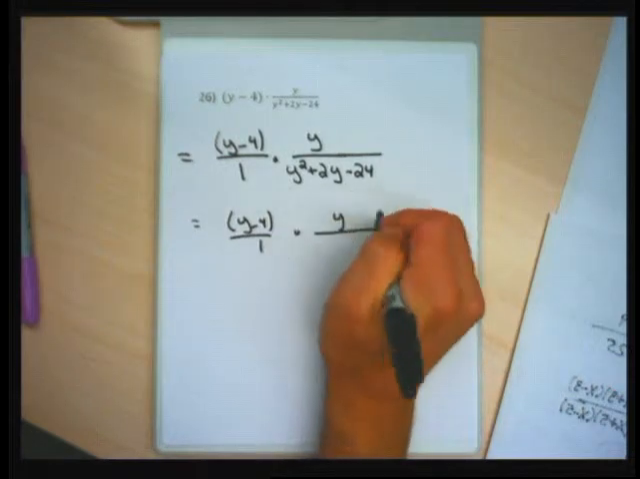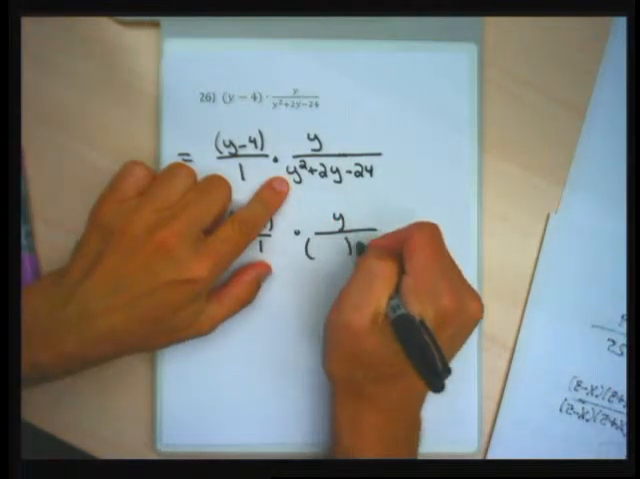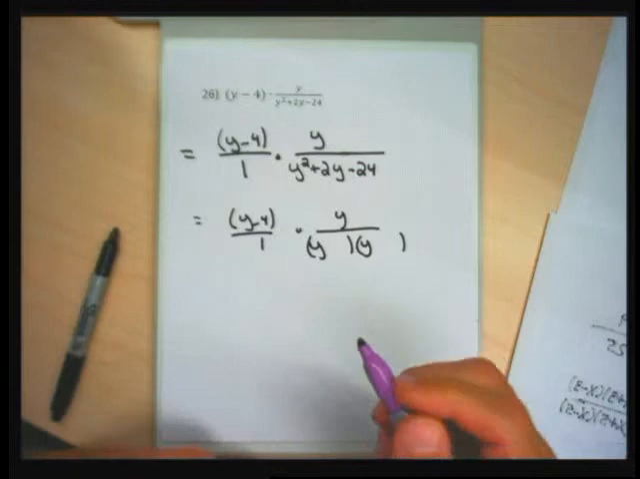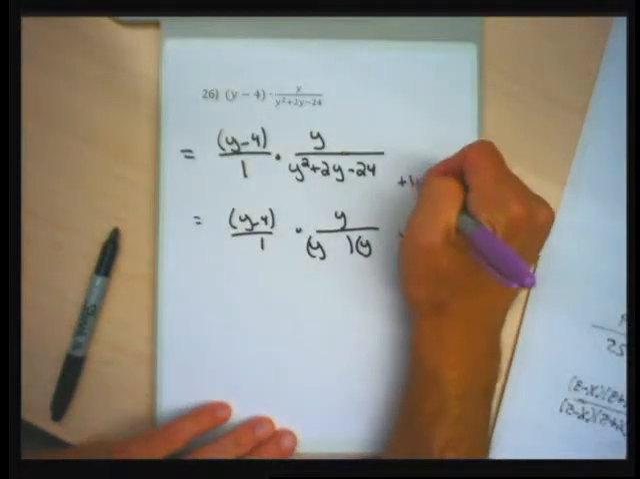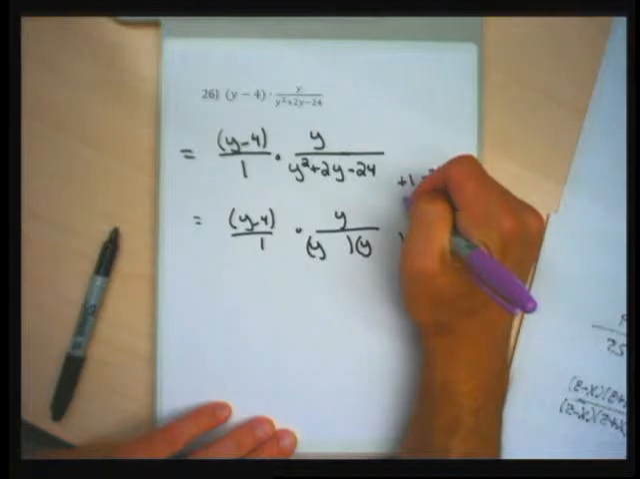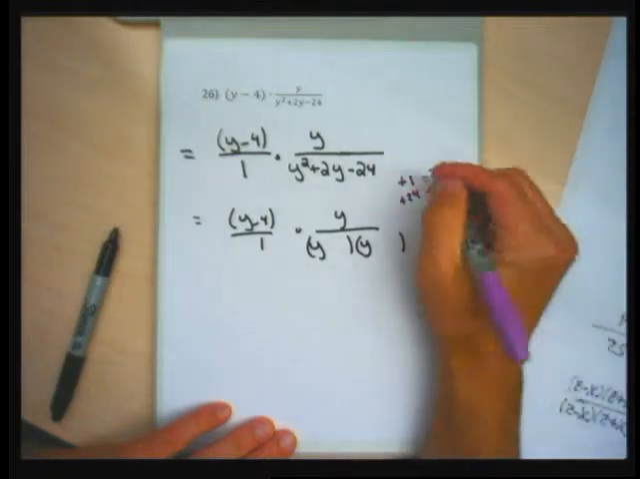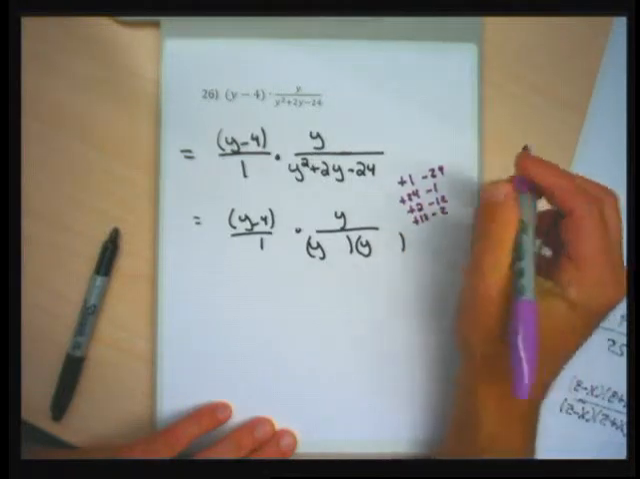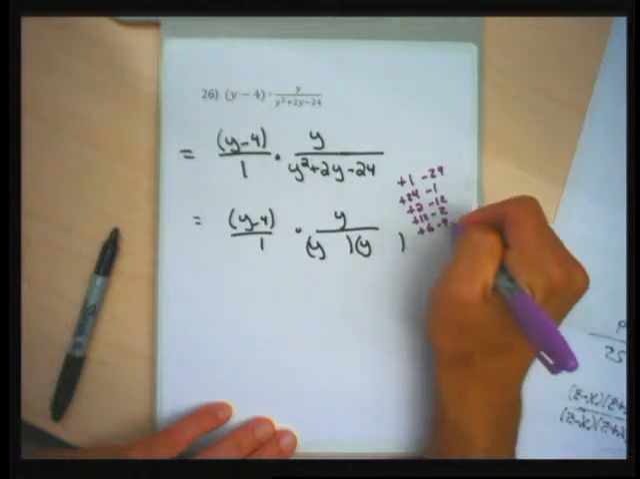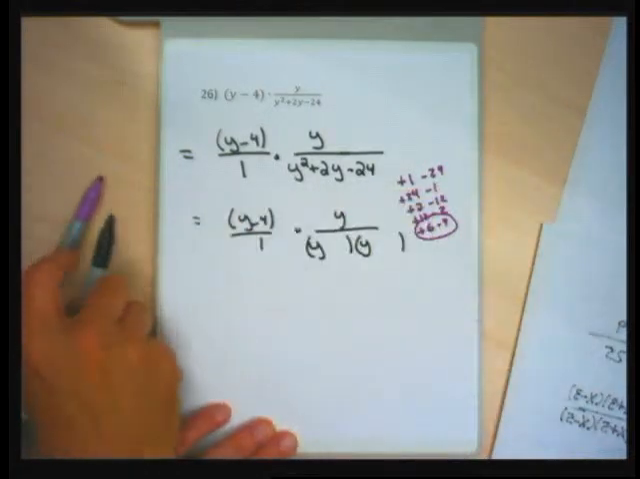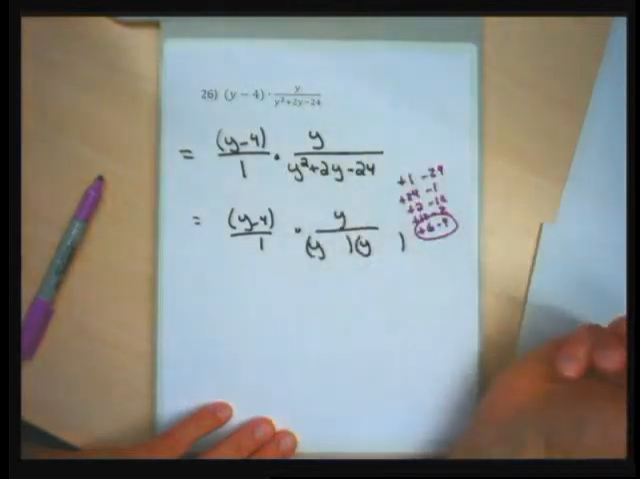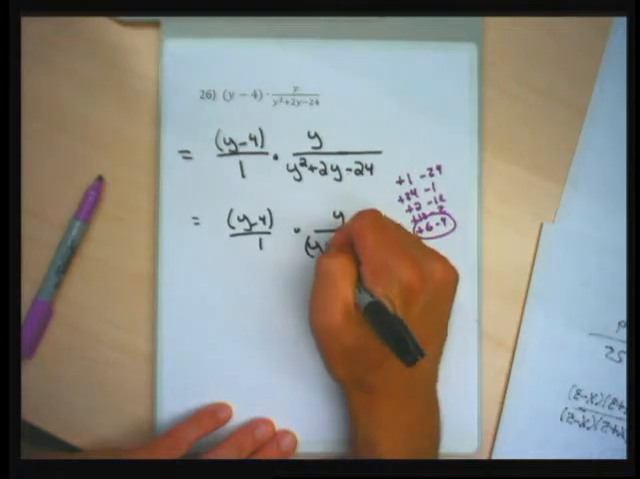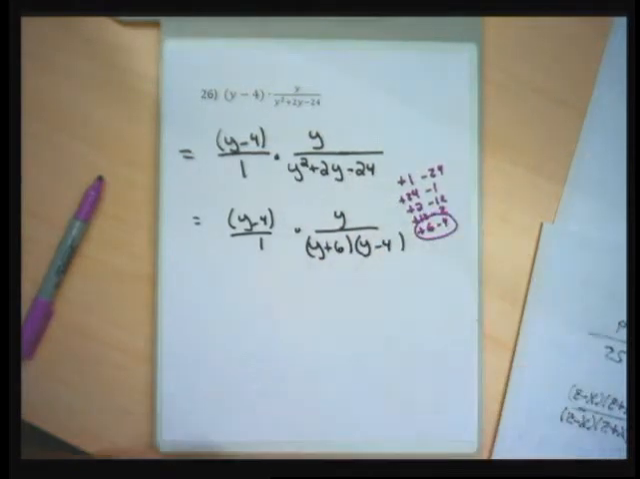To factor this, no bottoms up because there's not a number in front of the y squared. I know my firsts are a couple of y's. My lasts have to have opposite signs, one plus and one minus. So it can be plus 1 and minus 24, or plus 24 and minus 1, or plus 2 and minus 12, or plus 12 and minus 2, or plus 6 and minus 4. That's the pair I'm going to need because 6 minus 4 gives me that positive 2. I knew the signs had to be opposite because of the minus in front of the 24. So I'm going to do a plus 6 and a minus 4.